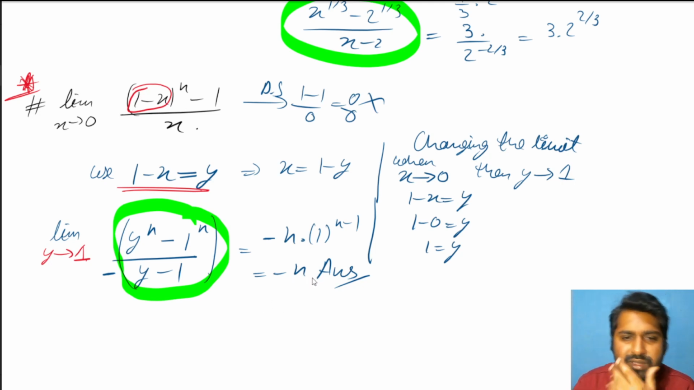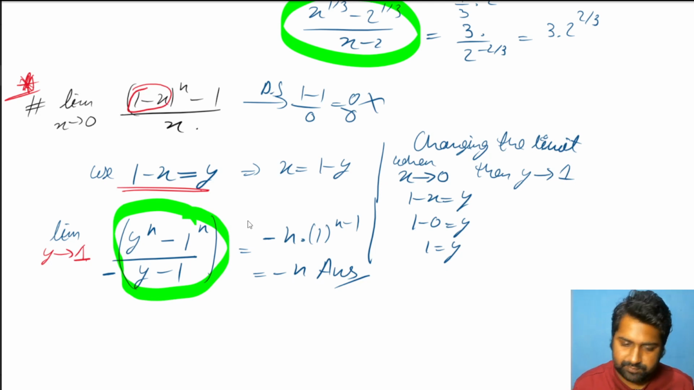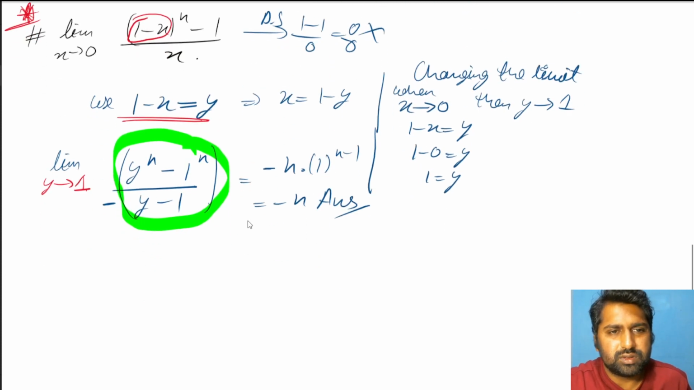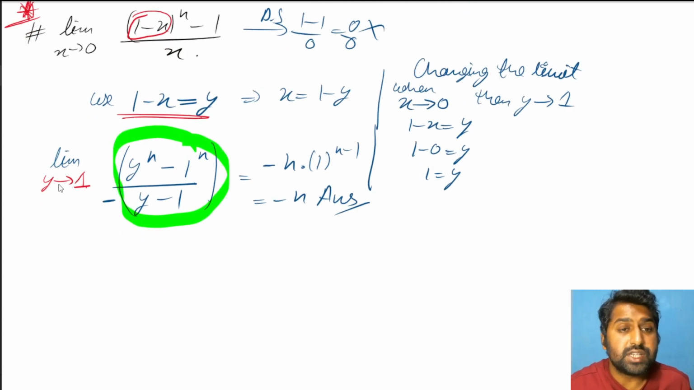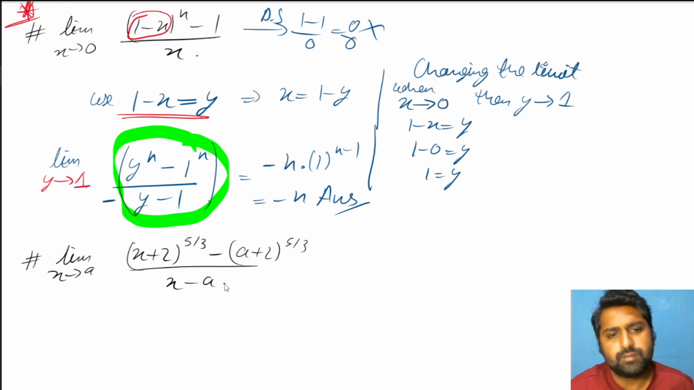Last part was very simple, but to convert, that was a good idea. Okay. Let's see one more question to get you comfortable with changing the limit. Limit x tends to a, x plus 2 raised to power 5 by 3 minus a plus 2 raised to power 5 by 3 upon x minus a.